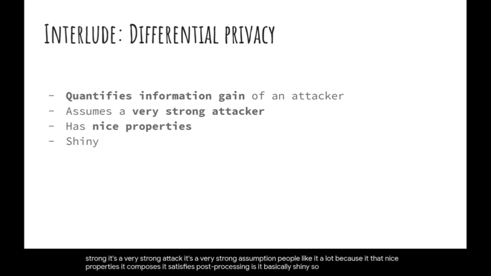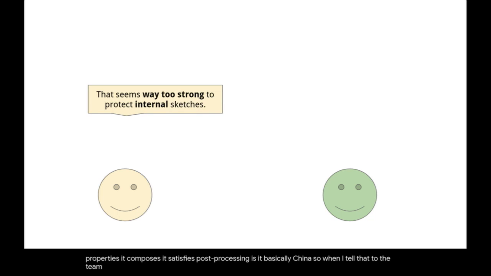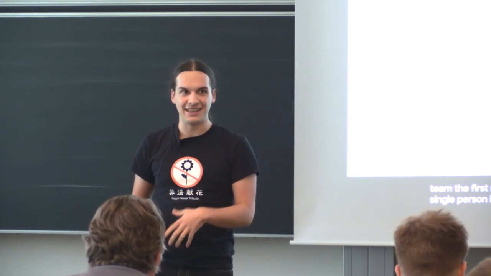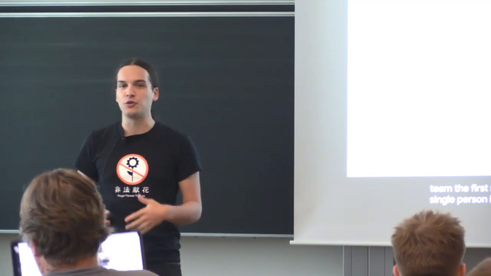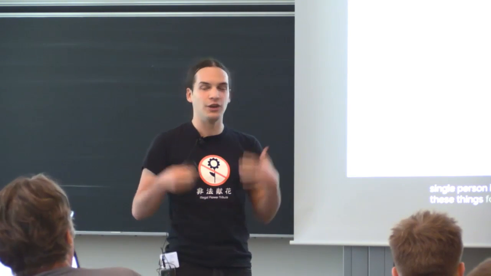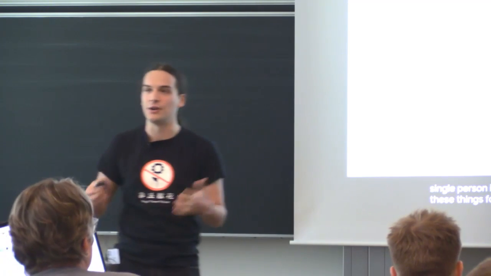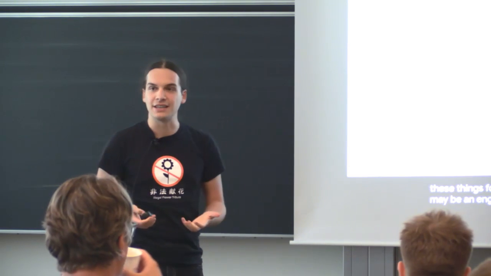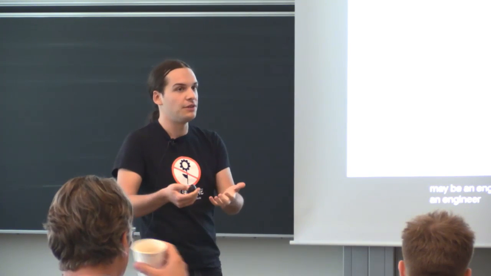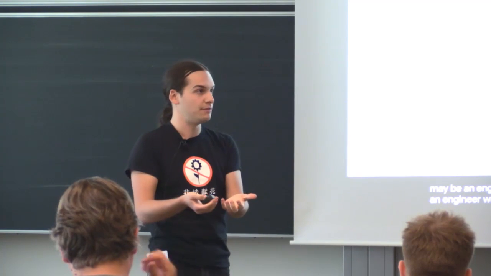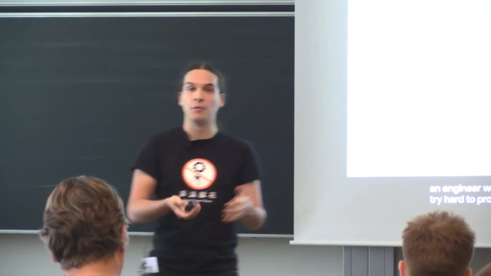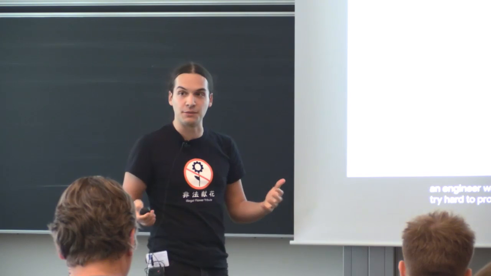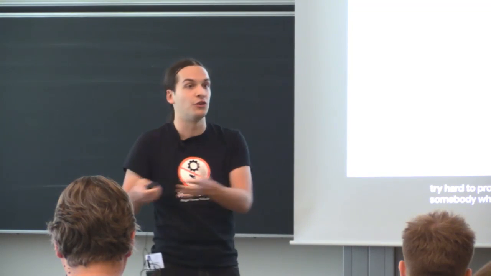So when I tell that to the team, the first reaction is, wait a second here. You're assuming that the attacker knows every single person in the data set except one person. It's very strange because we only want to protect these things for the insider risk situation. Right? We want to protect them against essentially maybe an engineer who wants to do something nefarious. In this context, it's feasible that if an engineer wants to do something nefarious, they just try to get access to the raw data. Right? We try hard to protect this from happening, but also it's not completely unreasonable to say that somebody who wants to do bad will actually go this route instead.